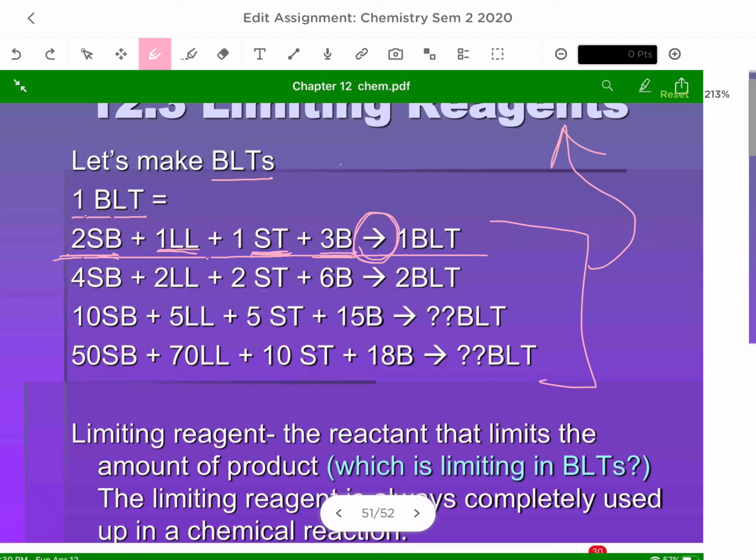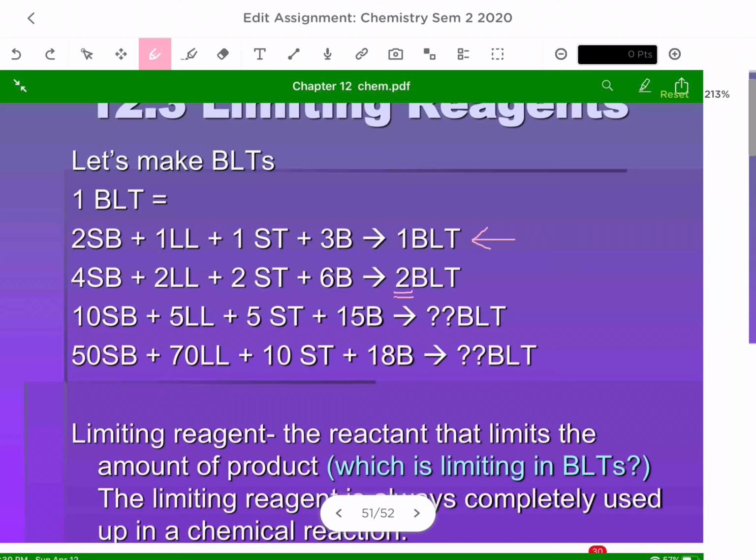So if you look at that, I'm going to erase all these lines that I drew so we can stay neat and clean with our work. If you look at this, I wrote it like a chemical equation so that you can see this is how I make 1 BLT. Now, what if I wanted to make 2 BLTs? Like, let's say I was going to eat one and my mom was going to eat one.